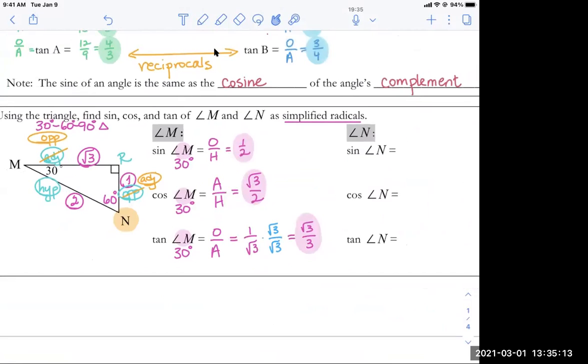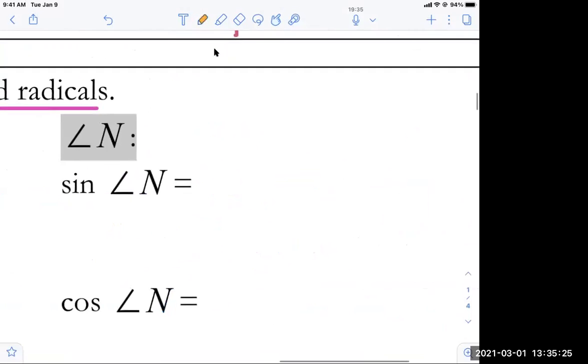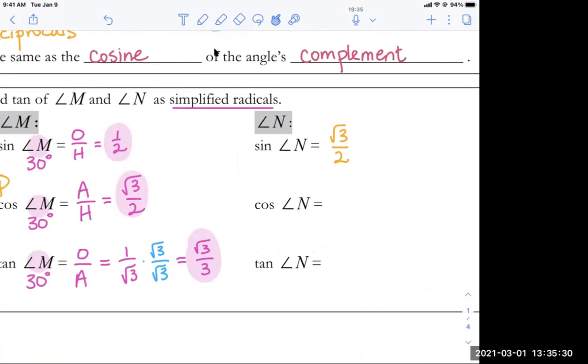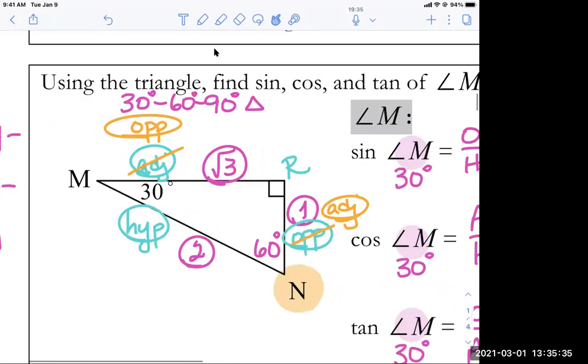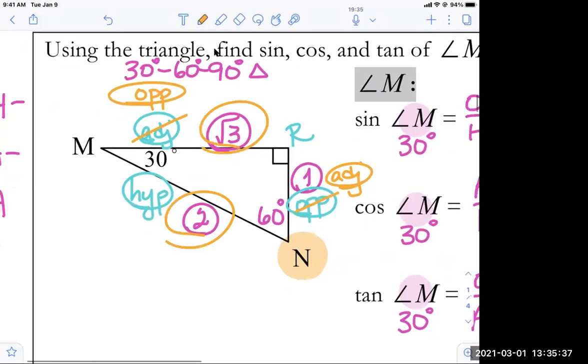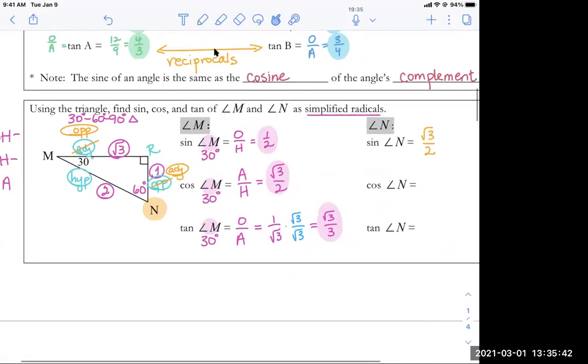Joan, tell me what the sine of angle N is. The sine of angle N would be √3/2. How do you know? Because it's the opposite over hypotenuse. Okay. So you looked at the picture and you said opposite over hypotenuse, square root of 3 divided by 2. All right. Do you know another way of getting that? That's fine. You can look at the picture. It's not a problem. But do you see another way of getting that?